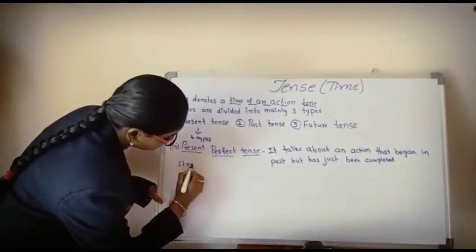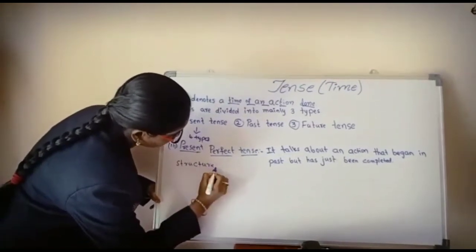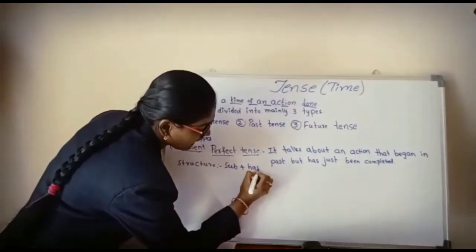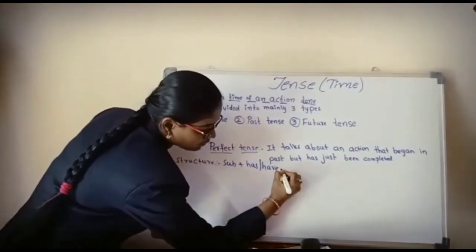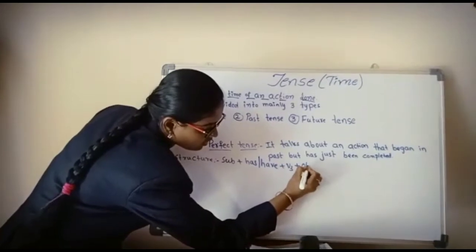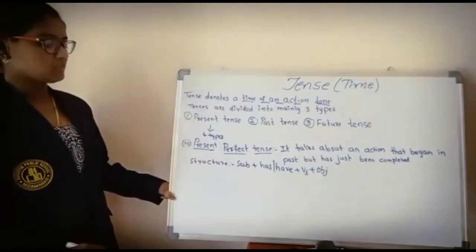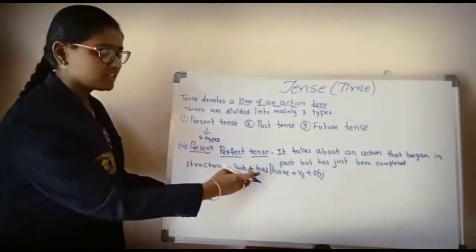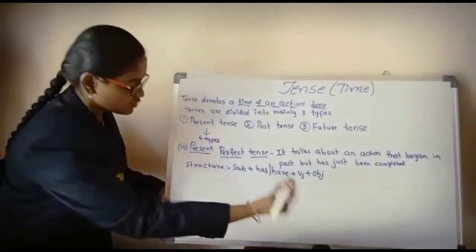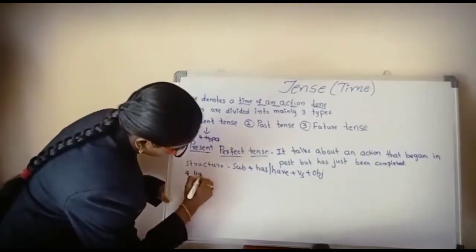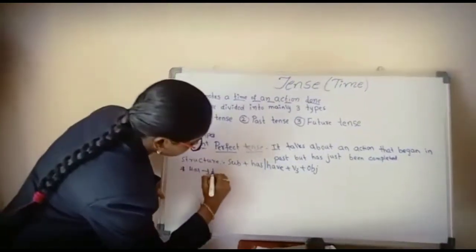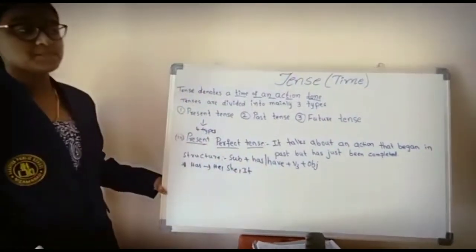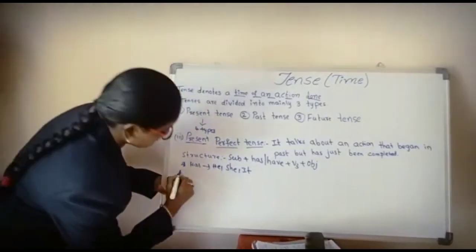Then structure I am writing. Structure of present perfect tense is nothing but subject plus has or have plus V3 plus object. Then when we use have, when we use has, so I am writing: has we use when subject is he, she, it.